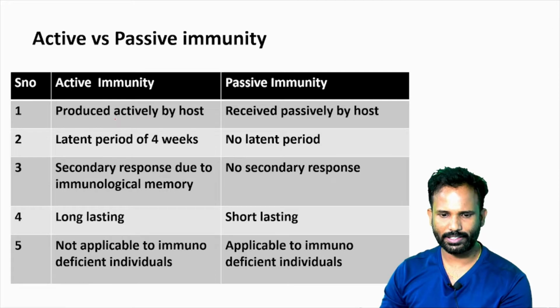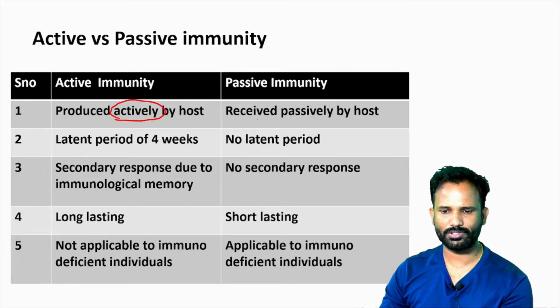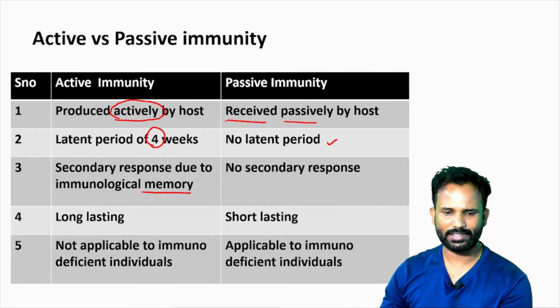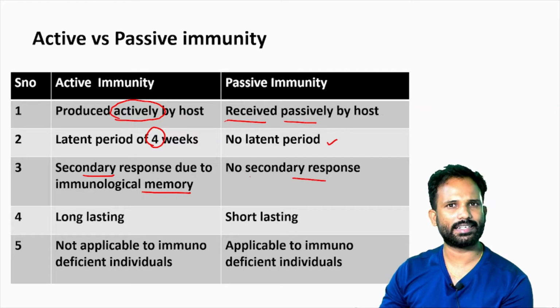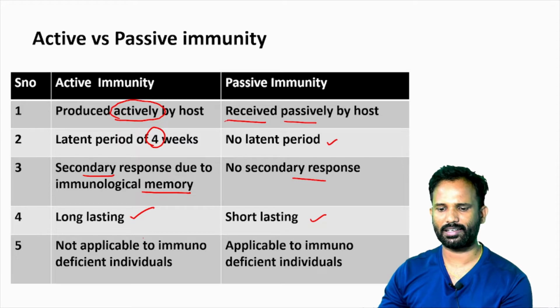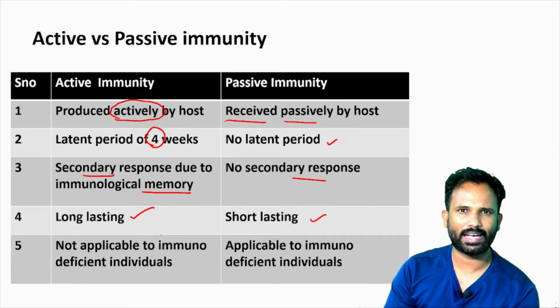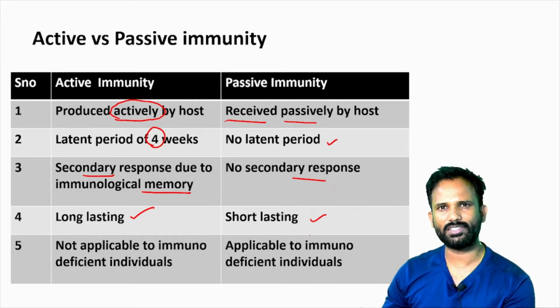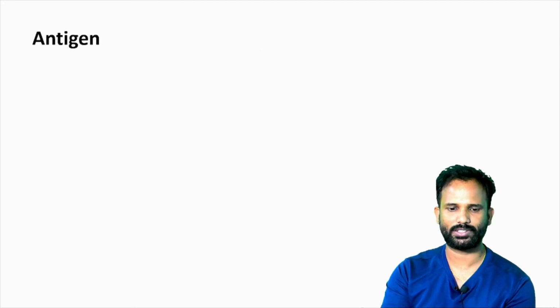So, active immunity is actively produced by the host and passive immunity is received passively by the host. In active, there is a latent period. As they are ready-made antibodies, in passive there is no latent period. And in active there is immunological memory, so there is the secondary response, and in passive there is no secondary response, no immunological memory. And active is long-lasting and passive is short. And active immunity cannot be applicable to immunodeficient individuals. Even immunodeficient individuals can take passive immunity or passive antibody.